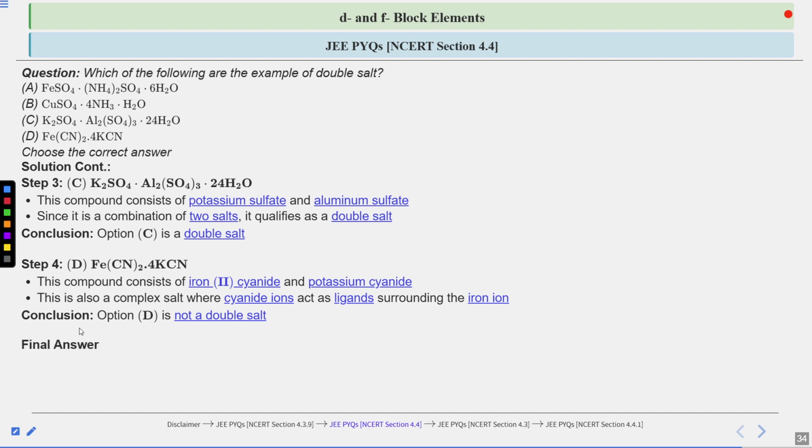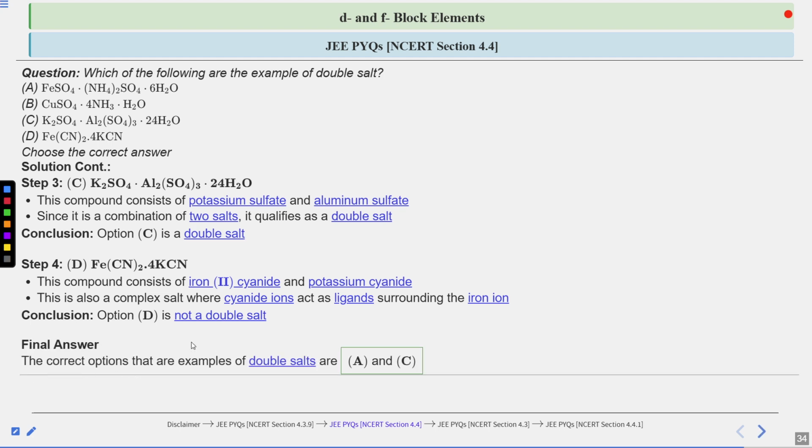The final answer is that the salts that are examples of double salts are salt A and salt C, because they are a combination of two salts. The other salts, B and D, are complex salts, in which one salt is given and another ligand is given, which acts as a ligand and arranges itself around the central metal present in those salts. So our correct answer is going to be A and C.